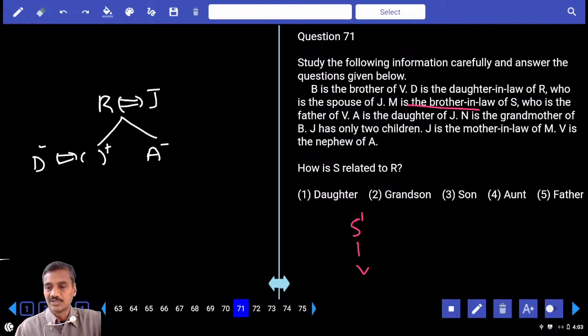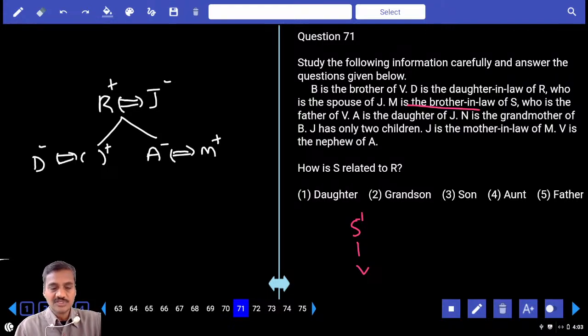N is the grandmother of B. And J has only 2 children. And J is the mother-in-law of M. And J is a female. R is a male. J is the mother-in-law of M means A and M are a married couple. M is a male. Are you getting this one or not?